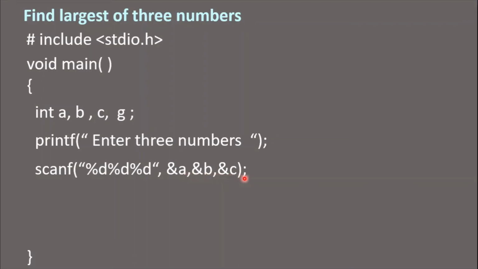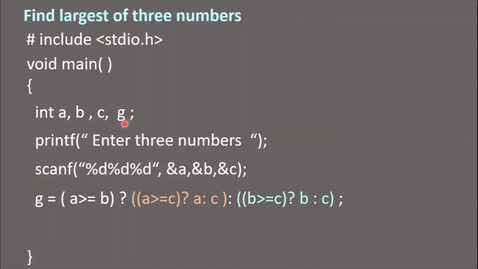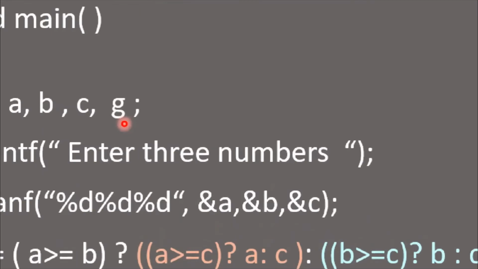Now what I have to do? Out of the 3 different numbers entered by the user, I have to write a conditional operator in such a way that it will calculate the largest of these 3 numbers and store the largest number in a variable G, and it is written in this manner. Now let us carefully look at the conditional expression. It looks a little bit complex in nature. Just let me zoom it.